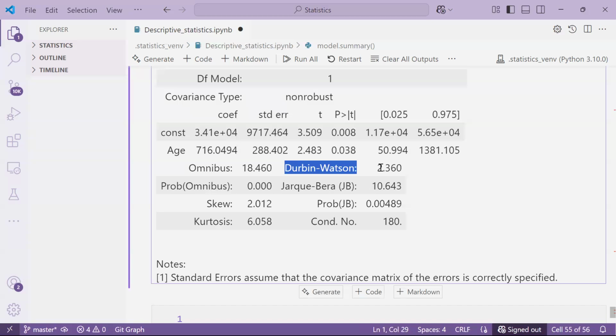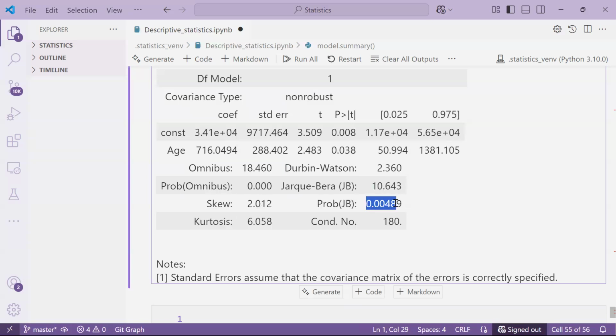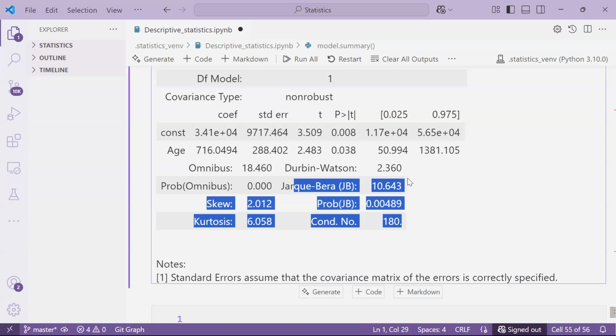Durbin-Watson explains whether there is any autocorrelation in the residuals. And meanwhile, Jarque-Bera is JB. The Jarque-Bera value is 10.6643, and the probability of this one is less than 0.05, which indicates whether our residuals are normally distributed or not. When we are working with regression, we have various assumptions.